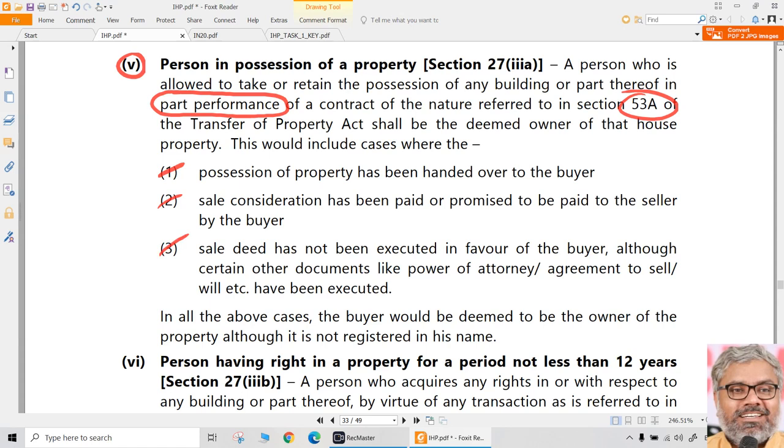So what will the person say? No, it is not registered in my name, so I am not the owner, he will say. The Income Tax Act says, no, it doesn't matter. If you are in possession of the property, there is no need that it has to be really executed, or that it has to be registered.